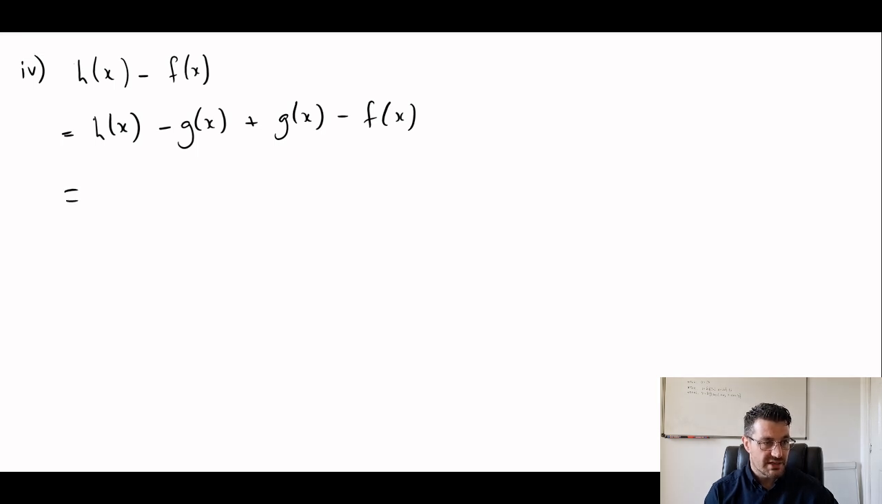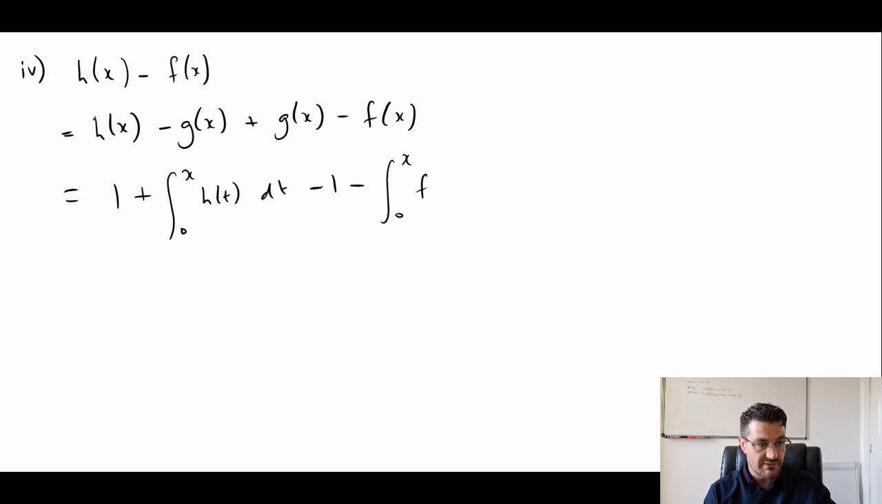Okay, so h of x, I just need to remind myself what h of x was. It was 1 plus the integral from 0 to x of h of t dt. G of x, so we're subtracting g of x, so it's going to be minus 1 minus the integral from 0 to x of f of t dt plus g of x minus f of x. So the ones will cancel, bye bye. And then we're going to use the properties of integrals.